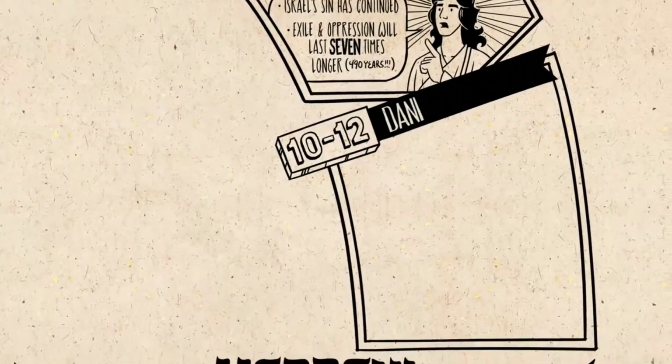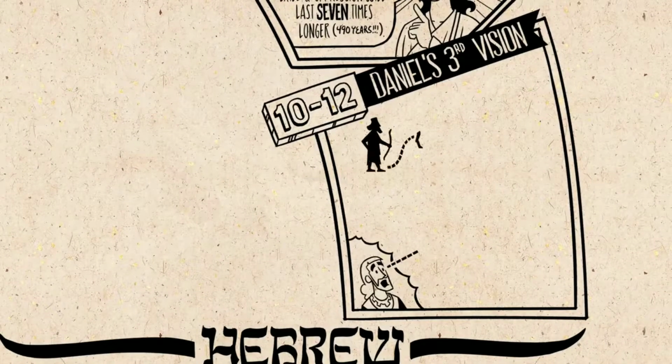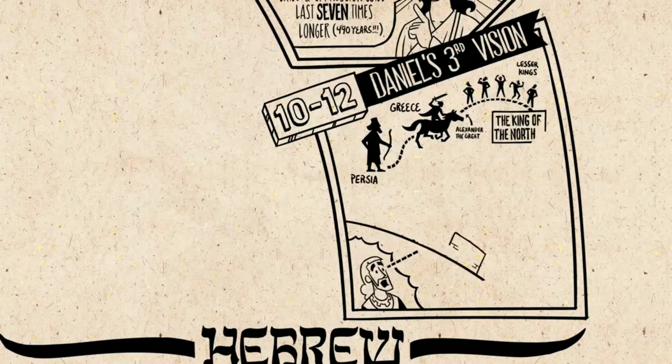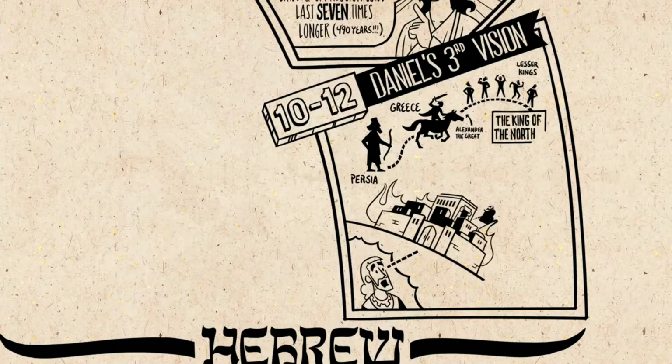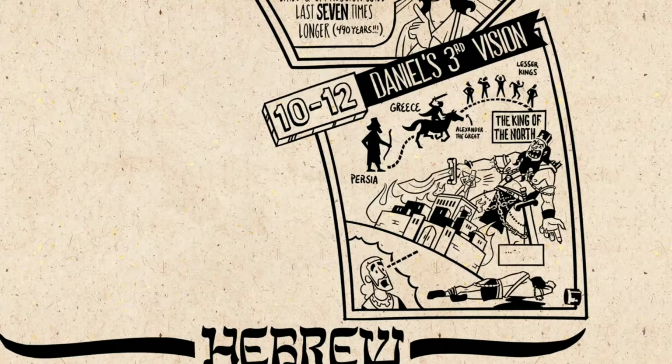Daniel is deeply disturbed by this, and he has one final vision. We're shown the same sequence of kingdoms. It's Persia, then Greece, and Alexander the Great, followed by lesser kings, all leading up to this final king of the north, who will invade Jerusalem, set up idols in the temple, and exalt himself above God. But then, all of a sudden, this king comes to ruin.